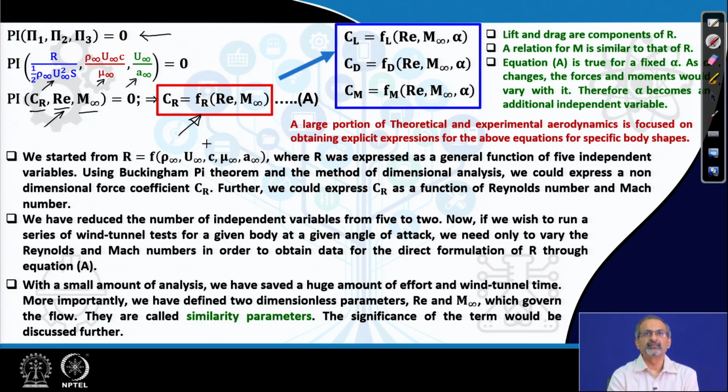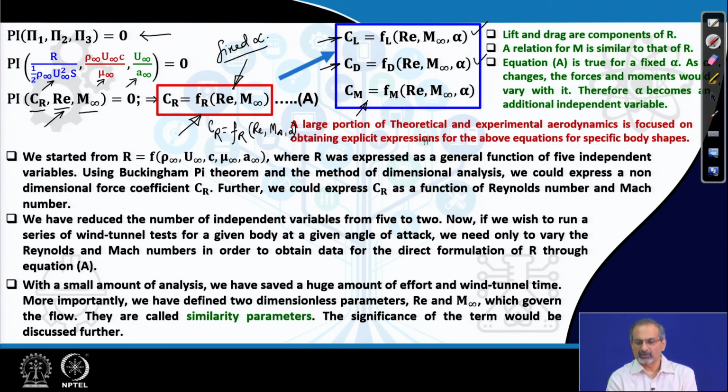So, CR is a resultant force. If you resolve it into components, you are going to get CL and CD, provided you substitute the angle of attack. And remember that this functional relation has been worked out for a fixed angle of attack. If you had varied the angle of attack, then CR would obviously come out as a function of Reynolds number, Mach number, alpha as well. So, that is how you get CL, CD as functions of Reynolds number, Mach number, angle of attack. If you work out a similar relation for pitching moment, you will get it functionally like this.